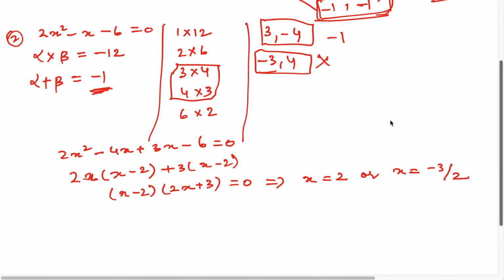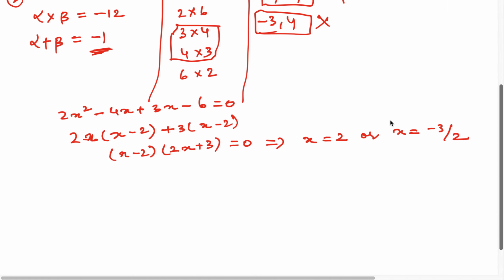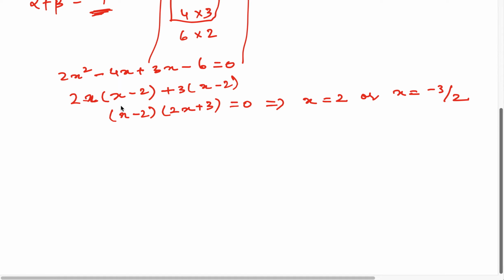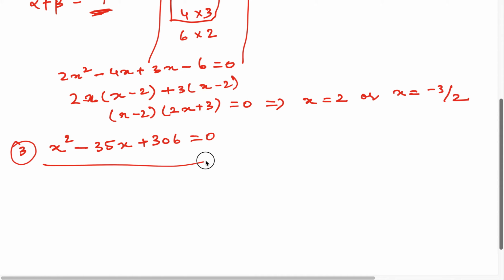Now let us take a slightly complicated question, example 3. Say I take x square minus 35x plus 306 equal to 0. So you have to factorize this.